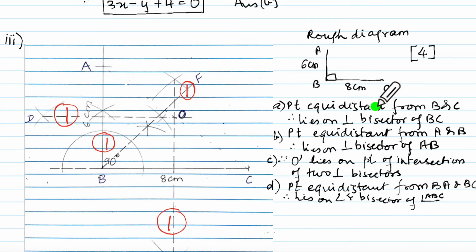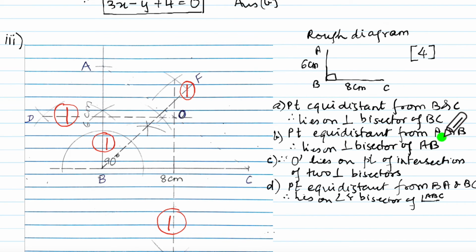Now we need a point equidistant from B and C. Now B and C, if it is equidistant, it lies on the perpendicular bisector. Can you see the perpendicular bisector of BC I have written here? So from C we draw the arc this way and this way, and from B we draw the arc this way and this way, and we join these 2 points to get the perpendicular bisector.